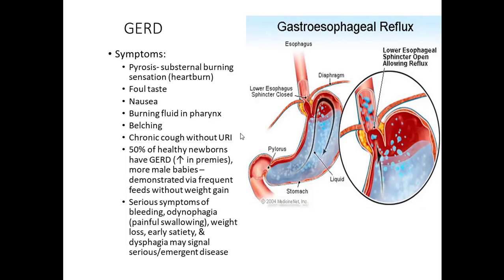Symptoms of GERD: you're going to see pyrosis, which is heartburn, a burning sensation. They're going to have a foul taste in their mouth because the acid is coming further up than normal, so they can actually taste the acid. They might be nauseated. They'll have burning fluid in the pharynx, and they're going to belch significantly more than the normal person. They might be coughing because there's irritation in their esophagus. They're not going to have a cold or an upper respiratory infection. They're just going to continually cough because their esophagus is going to be agitated.